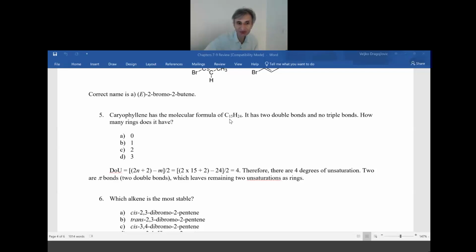We have 15 carbon atoms, so 2 times 15 plus 2 minus m. m is the number of hydrogen and halogen atoms. There are no halogens here, so we are only considering the number of hydrogen atoms, 24. So it's 2 times 15 plus 2 minus 24. 2 times 15 plus 2 is 32, minus 24 is 8, divided by 2 is 4. So there are 4 degrees of unsaturation.